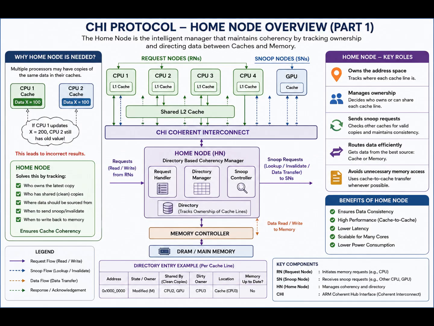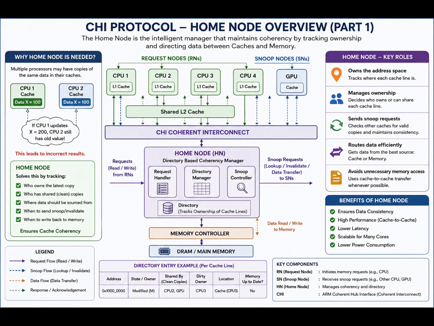Think of it like the catalog inside a library. The catalog does not contain the books themselves; instead, it tells you where exactly every book is located. Similarly, the home node maintains information about where every cache line currently exists. Now, let's look at the different components inside the CHI protocol.